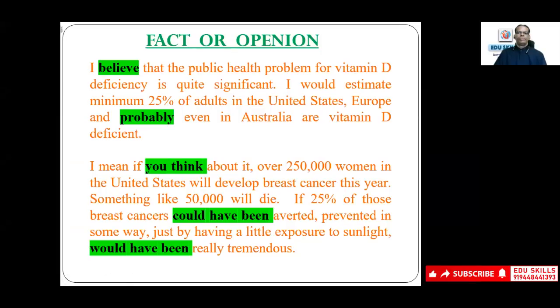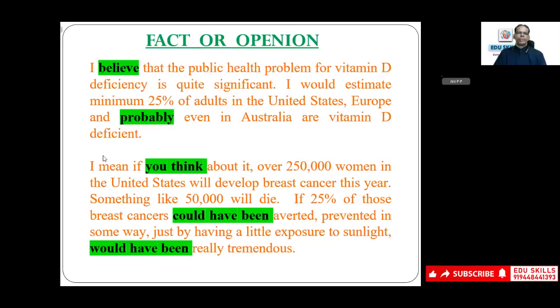I believe that the public health problem for vitamin D deficiency is quite significant. I would estimate minimum 25% of adults in United States, Europe, and probably even in Australia are vitamin D deficient. I mean, if you think about it, over 250,000 women in United States will develop breast cancer this year. Something like 50,000 will die. If 25% of those breast cancers would have been averted, prevented in some way, just by having a little exposure to sunlight, would have been really tremendous.